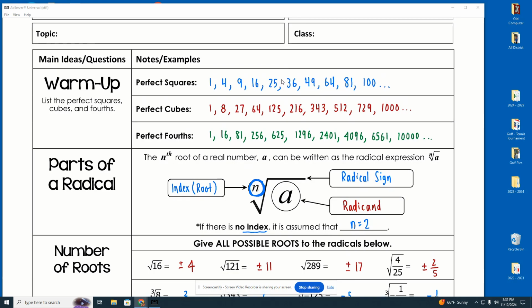I'm only going down. So 63, will it divide evenly by 25? Definitely not. How about 16? Again, definitely not. How about 9?